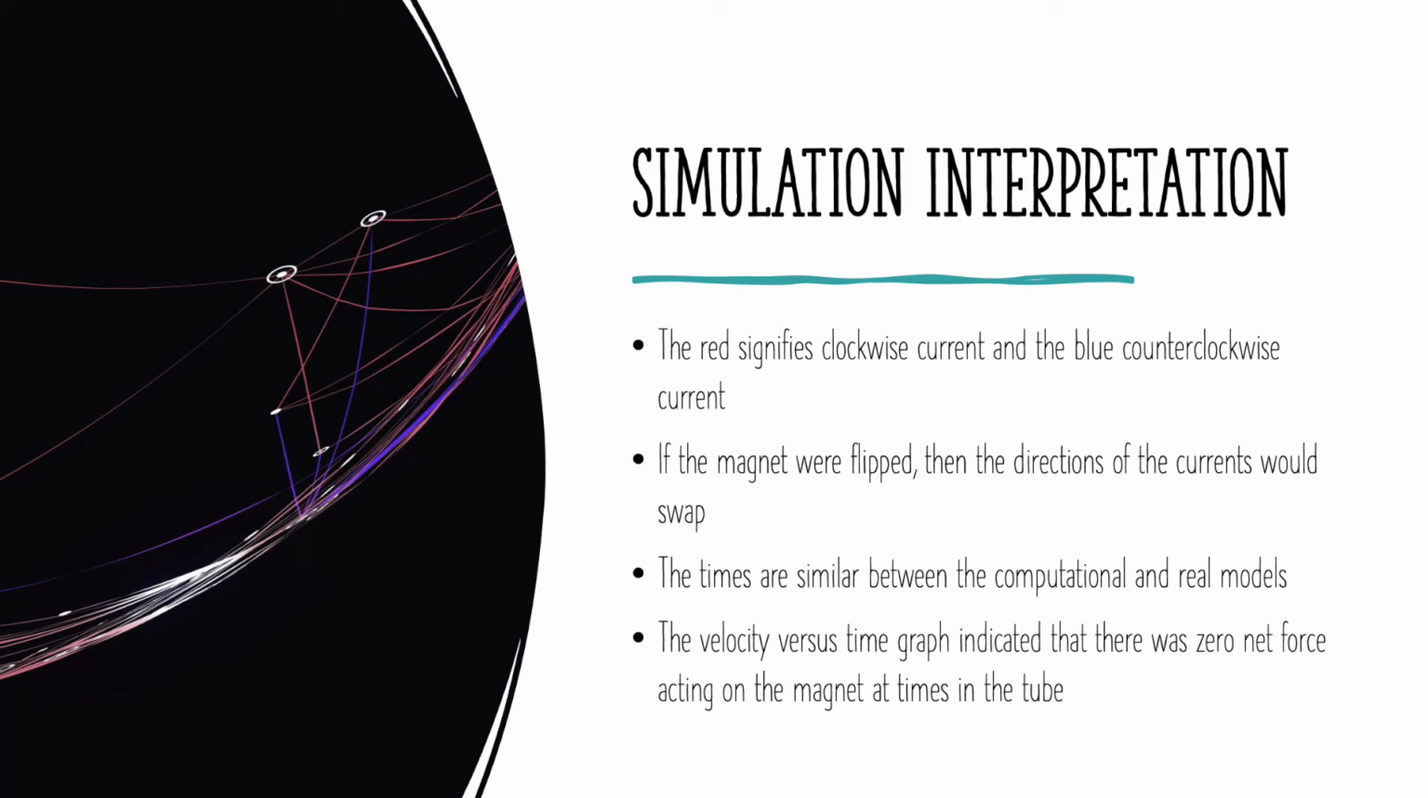The times are similar between the computational and the real models. However, that was only due to altering the magnetic dipole of the magnet from what was found in Lab 3. The velocity versus time graph indicated that there was a 0 net force acting on the magnet at times in the tube, as the velocity was held constant, which meant there was no acceleration.